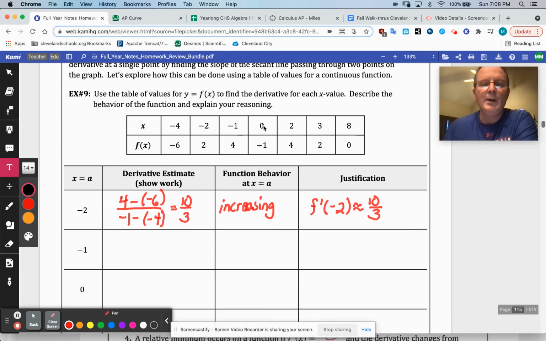So when x is -1, we're going to use these two bookends. My y2 is -1 and my y1 is 2. Then x2 is 0, and x1 is -2. Up top, I've got -3, and on the bottom, I've got 2. So that's a negative slope. We're going to say the behavior at x equals -1 is decreasing. The graph is decreasing.